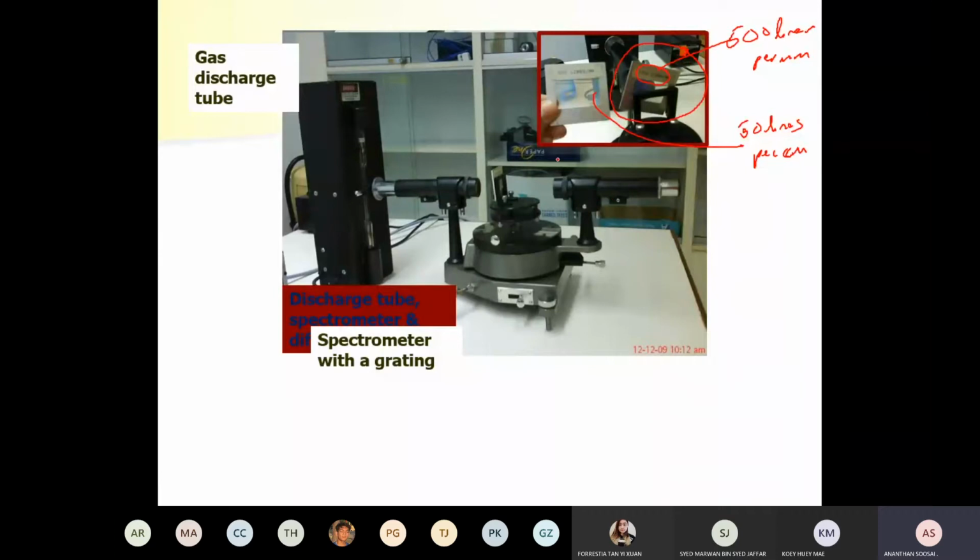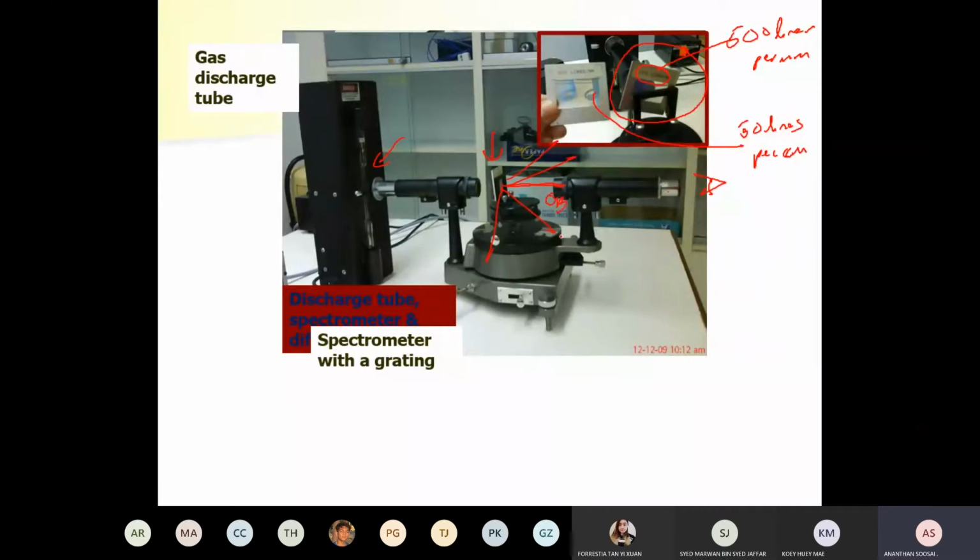So this is called the setup. This is where you're going to view, and this is where the diffraction grating is placed. This is the source of light. The light will pass through the diffraction grating and spread. The colors are going to be spread out. The center will be the zero-order bright.